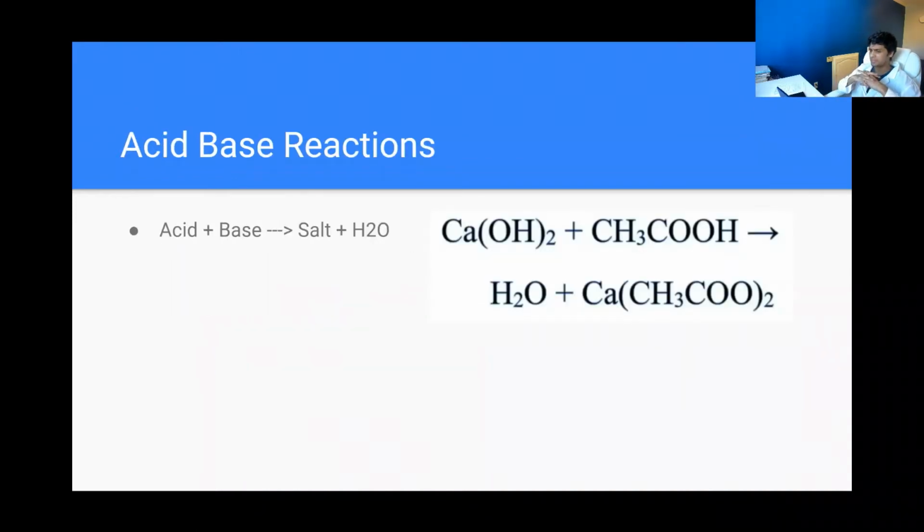Something easy straight off the bat is acid-base reactions. You probably learned this in school or your regular curriculum. You're going to have an acid and a base reacting to form a salt and water. Let's take a look. Calcium hydroxide plus acetic acid. This is an acid-base reaction, so it'll form water and calcium acetate. It's pretty straightforward. And if the salt is insoluble by chance, you can just put an (s) next to it to define its state.